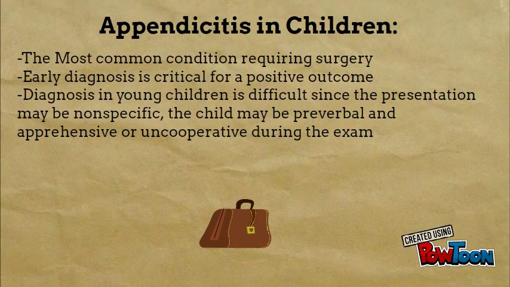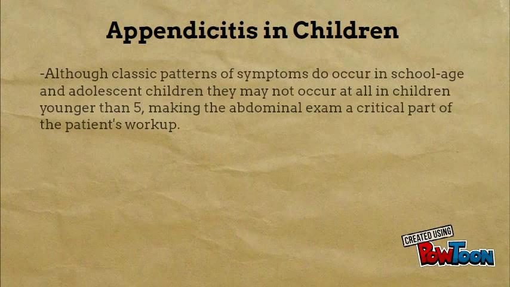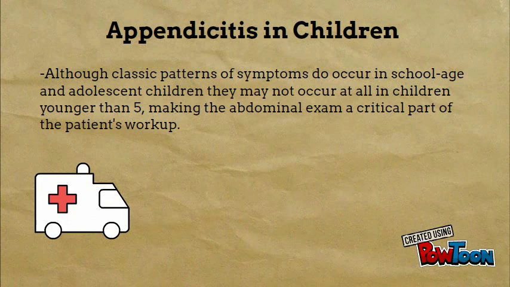With appendicitis in children, this is the most common condition requiring surgery. Early diagnosis is critical for a positive outcome, but diagnosis in young children is often difficult since the presentation may be nonspecific, the child may be preverbal or apprehensive and uncooperative during the exam. To complicate matters even further, although classic patterns of symptoms may occur in school age and adolescent children, they may not be present at all in children under the age of 5, making the abdominal exam a critical part of the patient's workup.